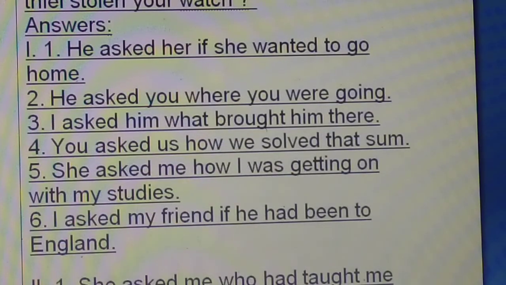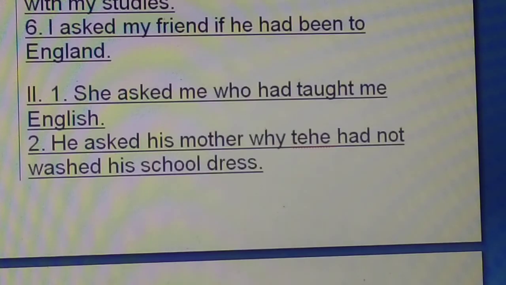He asked her if she wanted to go home. He asked you where you were going. I asked him what brought him there. You asked us how we solved that sum. She asked me how I was getting on with my studies. I asked my friend if he had been to England. Next one. She asked me who had taught me English. He asked his mother why he had not washed his school dress.